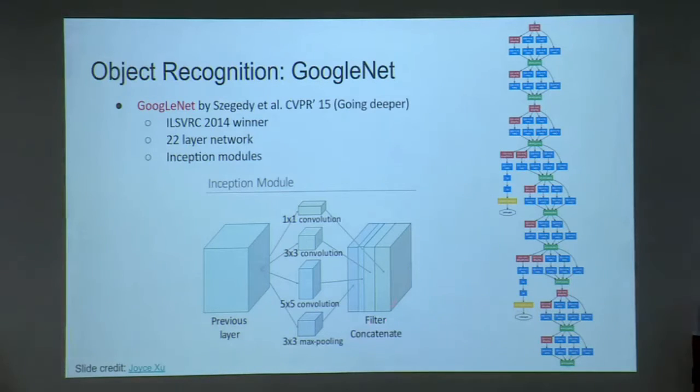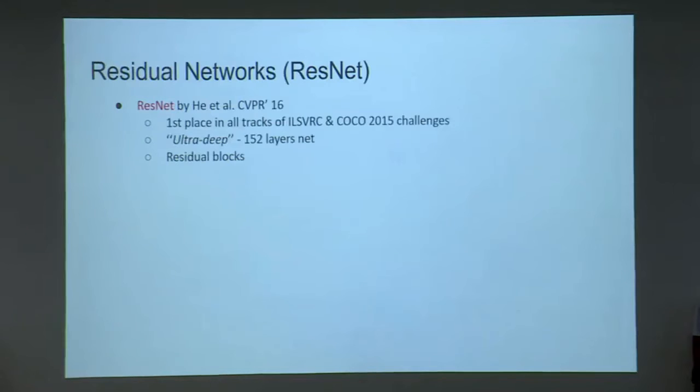And then you concatenate all these responses, and this is one basic block, and then you repeat it multiple times. Here it was repeated 9 times. It had some 22 layers in all. And this was one of the major inventions or discoveries. This was followed by ResNet.